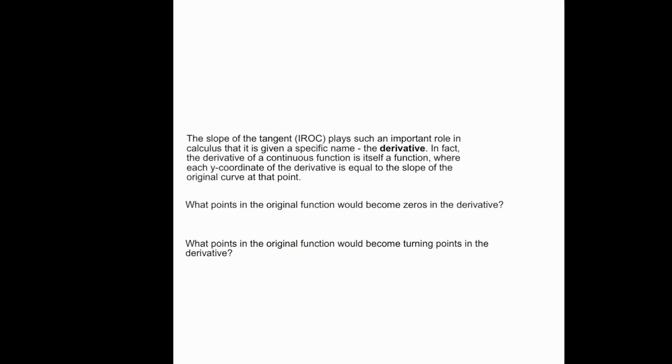This part of the handout just really repeats that exact same thing, but I'm going to go ahead and fill in this information anyway. So what points in the original function would become zeros in the derivative? Well, the turning points. The turning points are the zeros of the derivative, and that is where the slope is equal to 0.